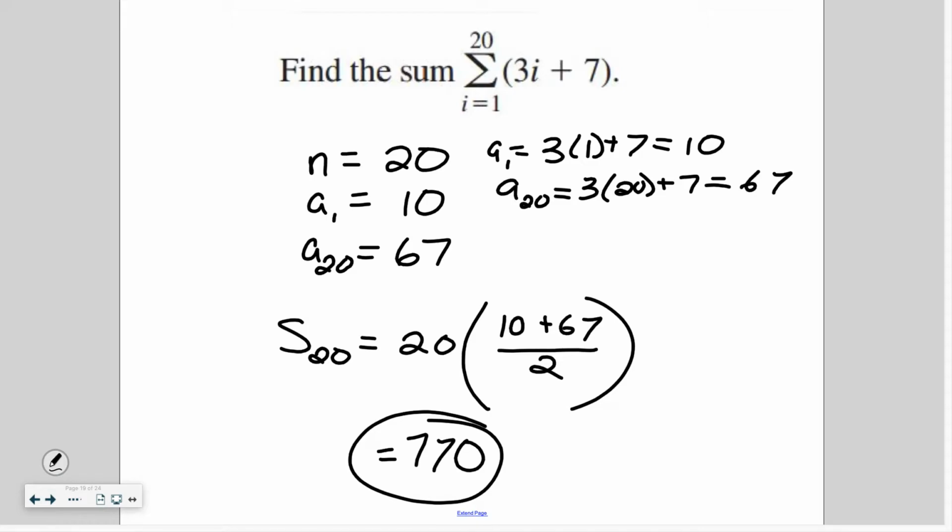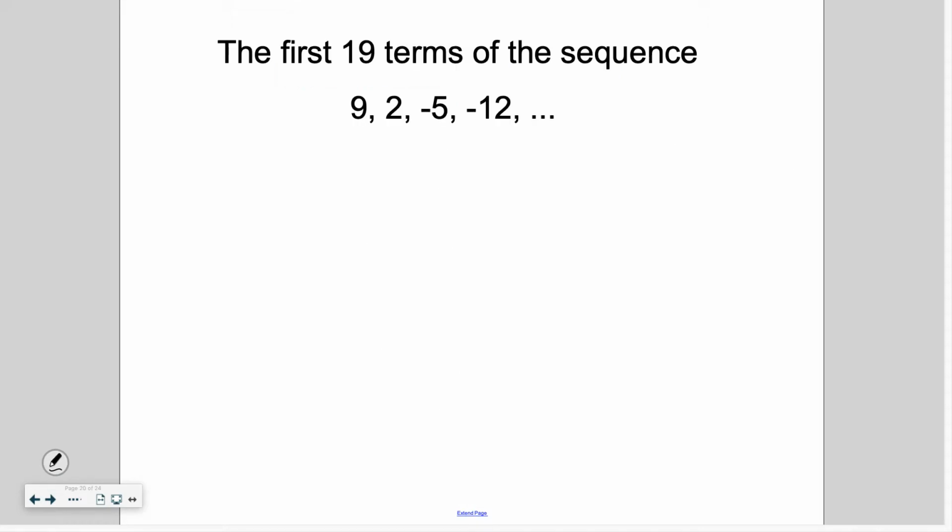Questions there at all? Pretty straightforward. A little bit easier than finding all 20 terms and then adding all 20 terms up, would you say? Not that that would be hard. That would just take a lot of time. So, have you got that one down? Yes. All right.